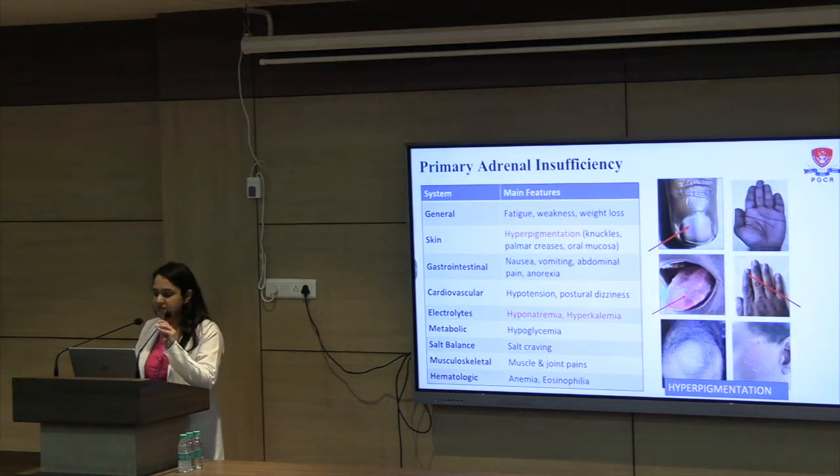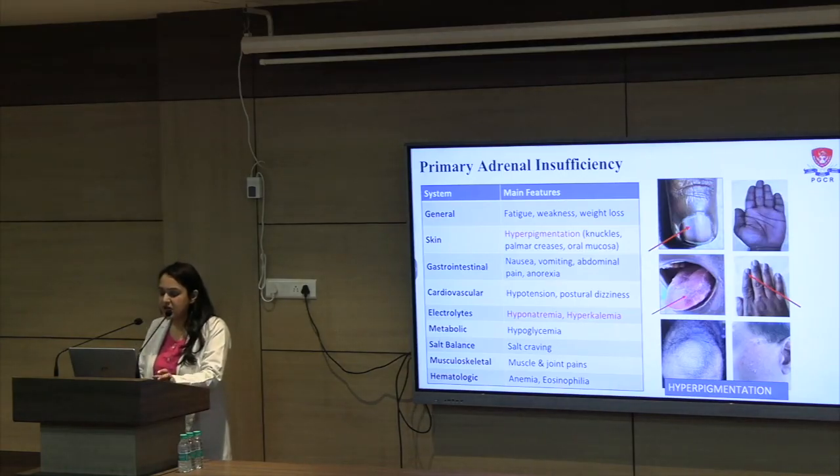Now coming to primary adrenal insufficiency, it presents with fatigue, weight loss and hypotension. A key distinguishing feature is hyperpigmentation, which is seen over knuckles, palmar creases and oral mucosa due to elevated ACTH. Gastrointestinal symptoms like nausea, vomiting and abdominal pain are very common. Electrolyte abnormalities like hyponatremia and hyperkalemia along with hypoglycemia, and patients can also present with salt craving and muscle pains. Here the images highlight hyperpigmentation in nails, palms, tongue, knuckles and pressure areas, which is characteristic of primary adrenal insufficiency.